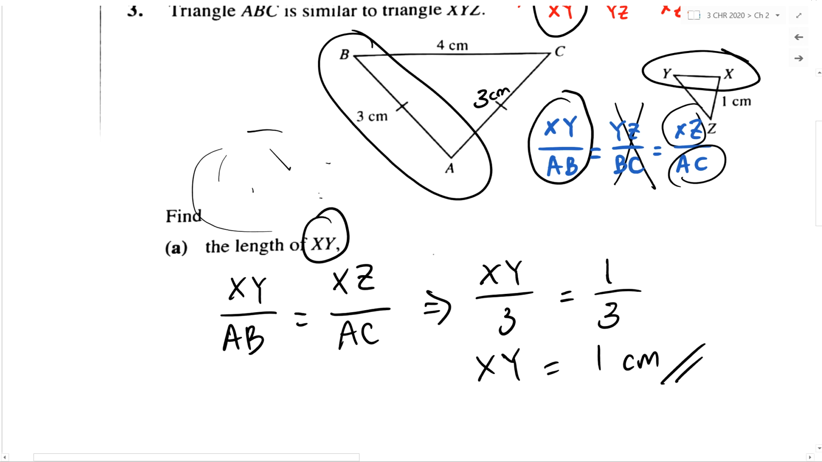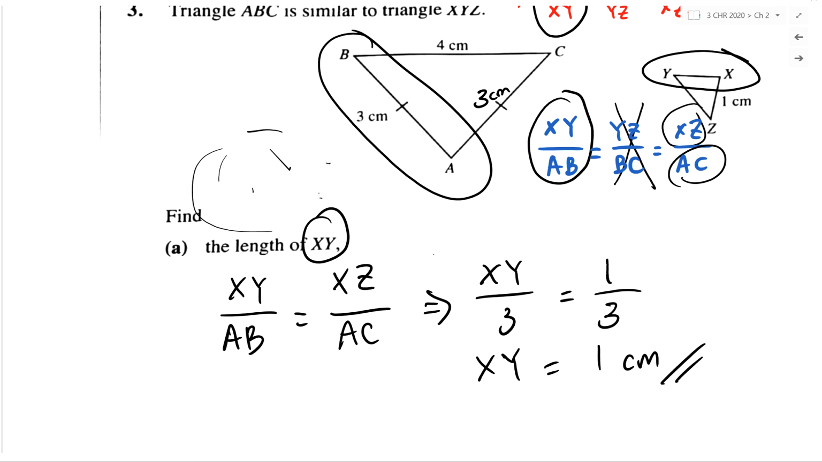Over here, let me improve on it a little bit. Instead of just numbers, we should be writing length. Okay, let me use another color. Length of XY, because that's what she is finding, equals to 3 over 1 divided by 3. And you get 1 cm. Slight difference in presentation, but still correct.